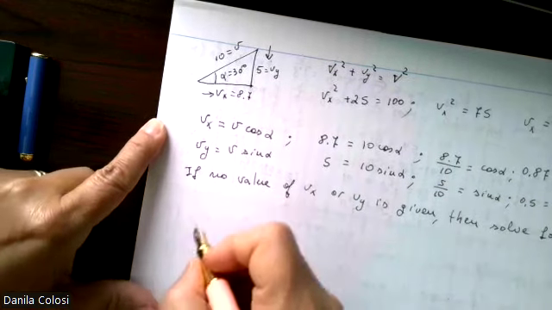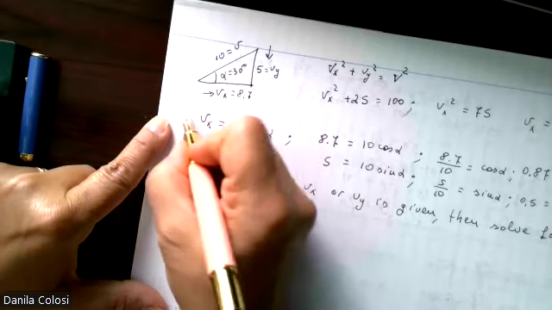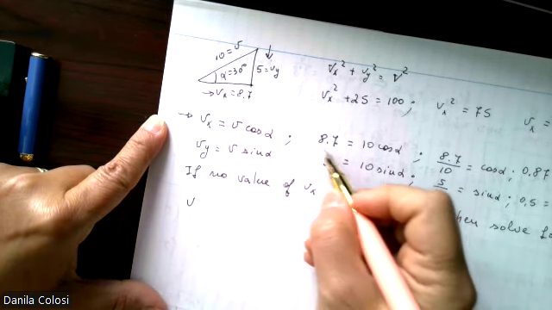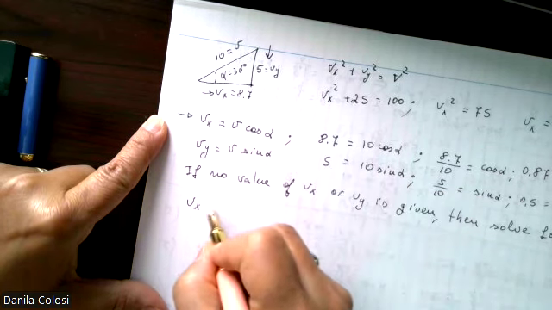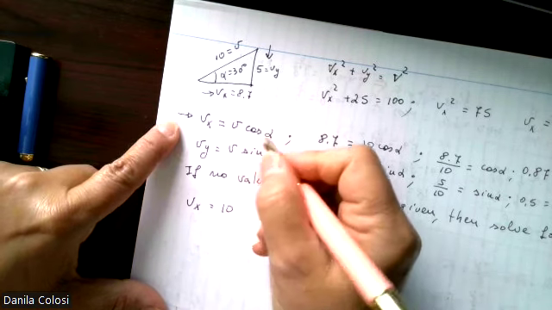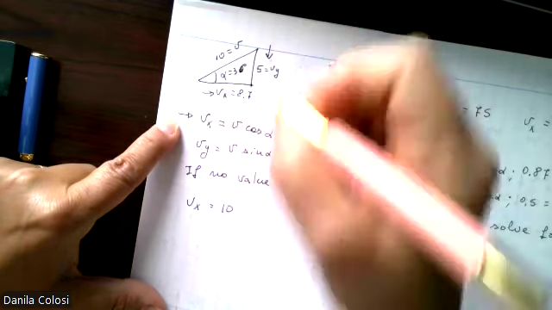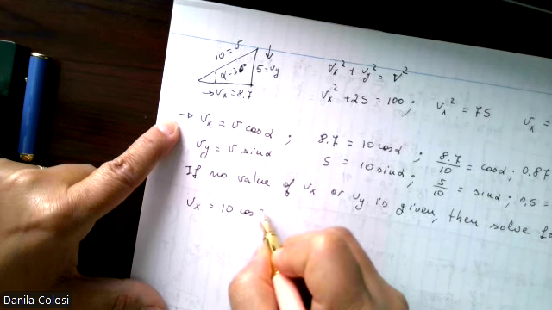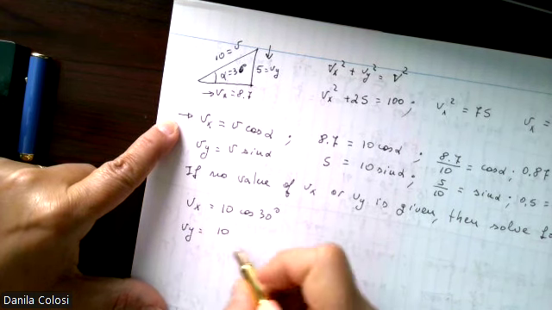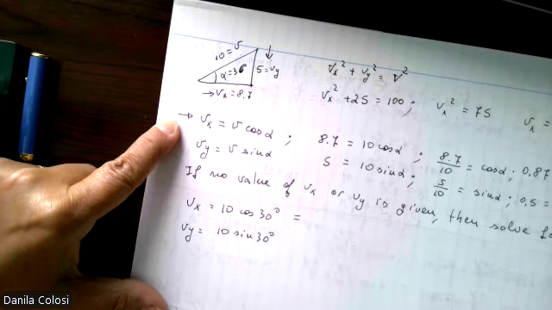So how do I know? Basically you got to reuse this, right? But now you don't know this value, so you cannot substitute 8.7. So Vx is equal to V, which we know is 10, cosine alpha. Oh wait, now I know that alpha is 30, right? So this is cosine 30 degrees, okay? And Vy is equal to 10 sine 30 degrees. How much do we get?